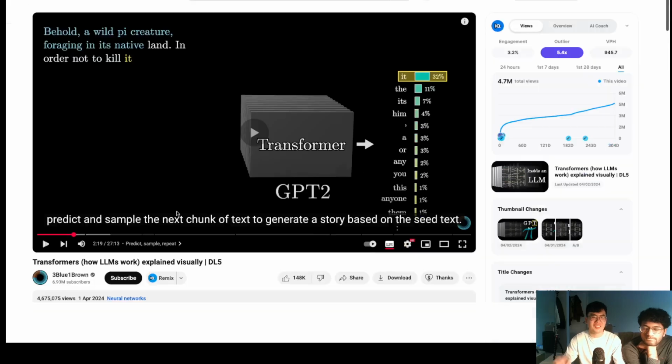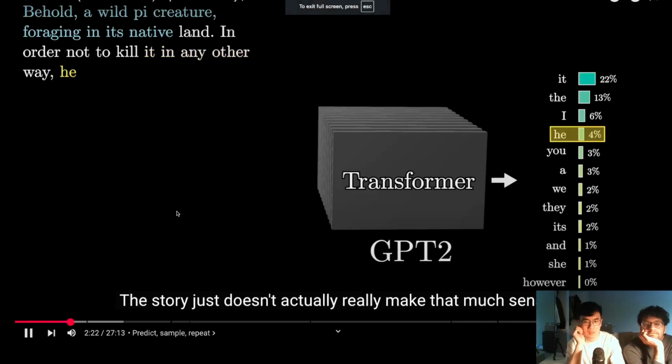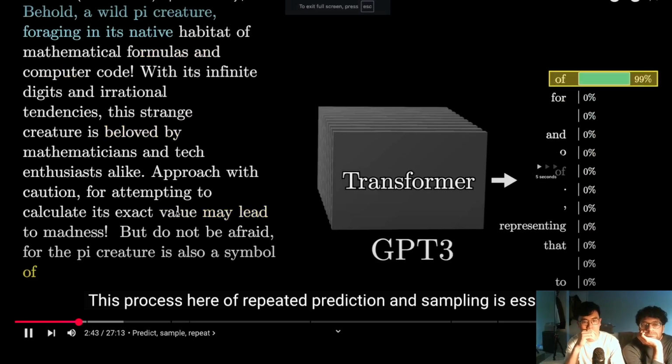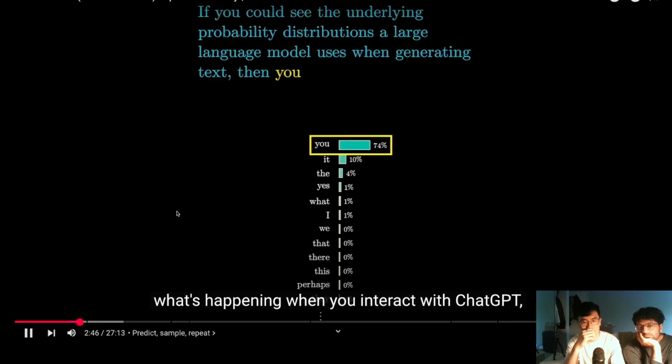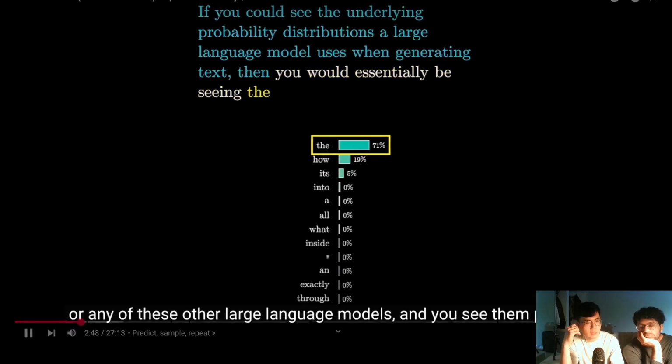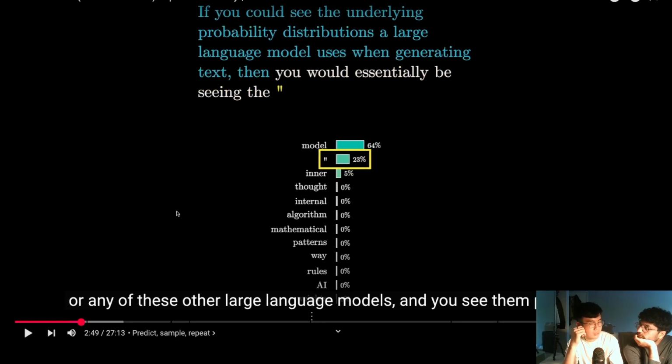Okay, now. Text to generate a story based on the seed text. And the story just doesn't, which then seems to is essentially one word at a time when you interact with ChatGPT or any of these other large language models. But they're not doing next word prediction, right? In Transformers, I thought they would.